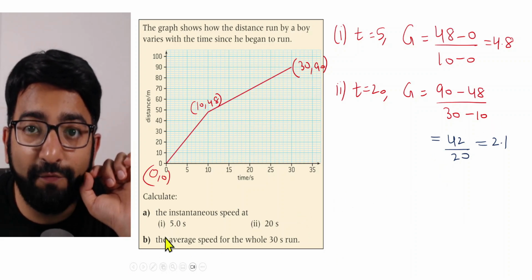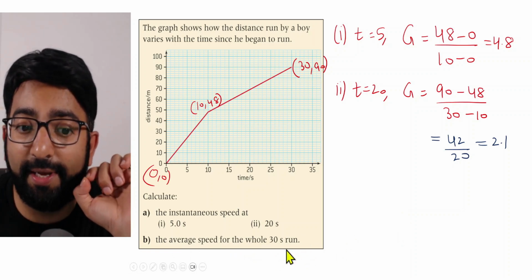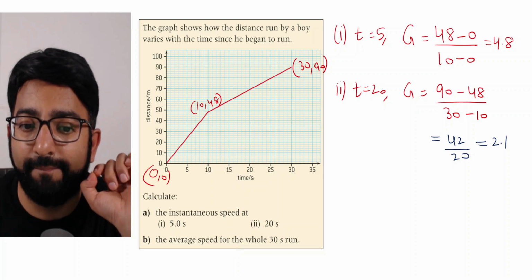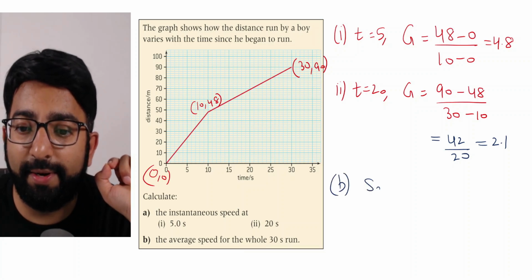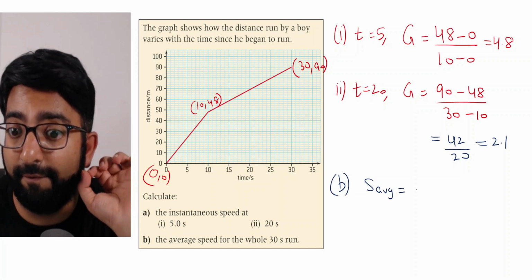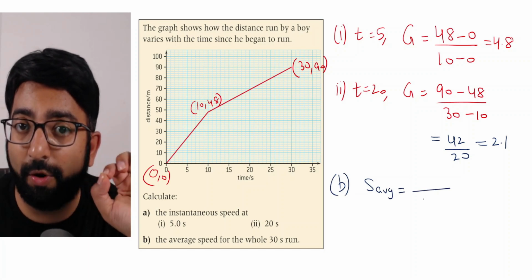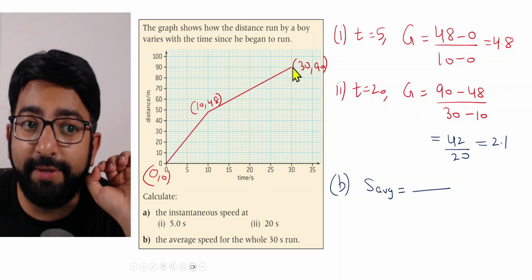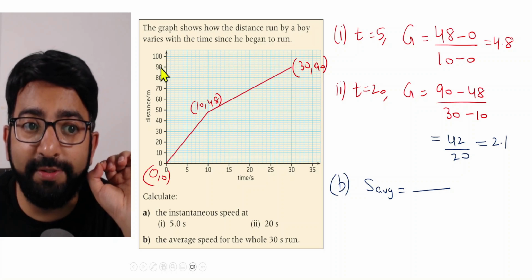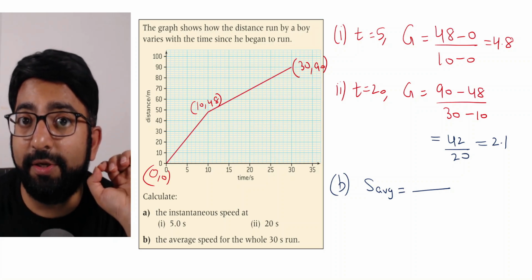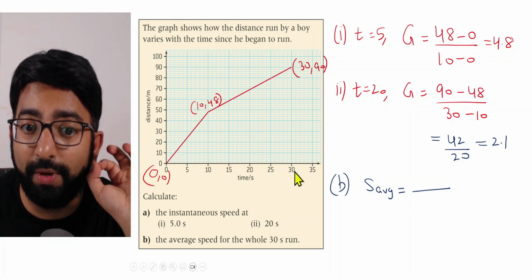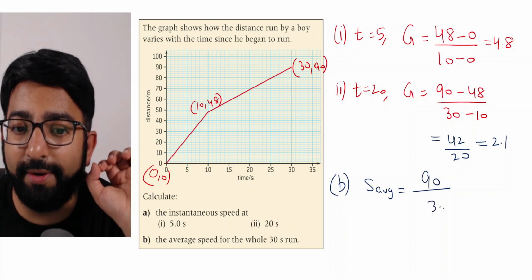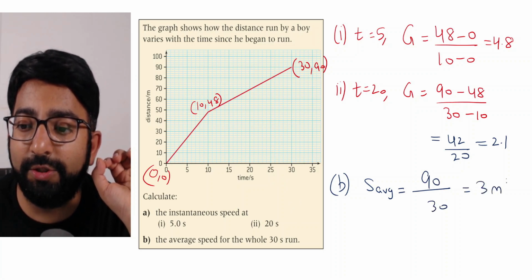Now, for the B part, we have to find the average speed for the entire 30-second run. Average speed is the total distance traveled divided by total time. So for the B part, average speed has total distance traveled as the numerator and time taken as the denominator. The boy starts from 0, 0, that's the start point, and finally reaches this point where the distance is 90. So the boy has traveled 90 meters in how many seconds? The total time is 30 seconds. So average speed will be 90 divided by 30, which gives us 3 meters per second.